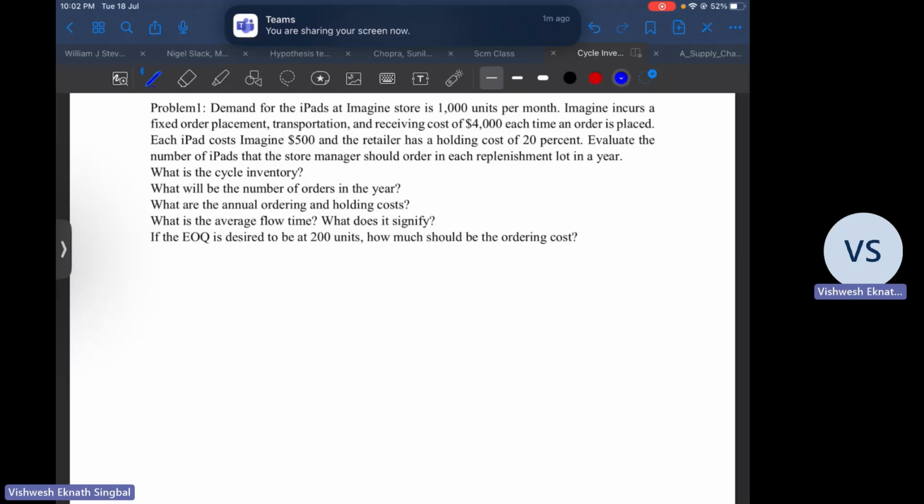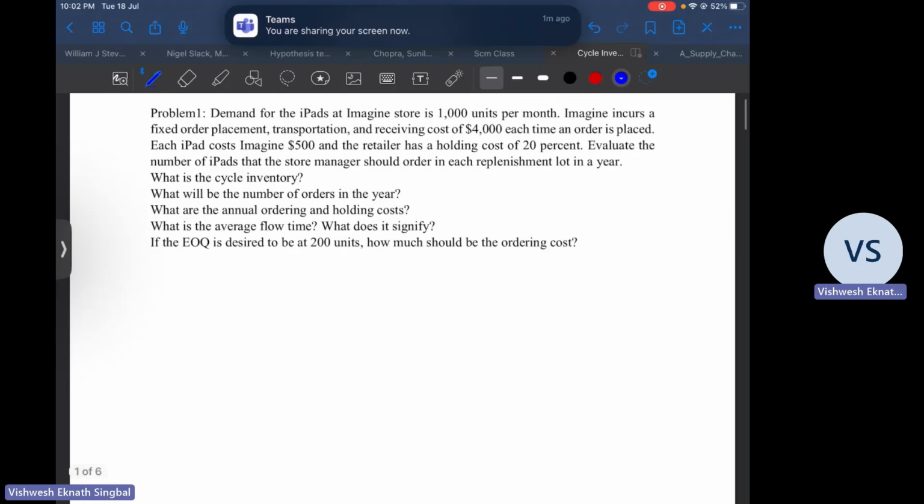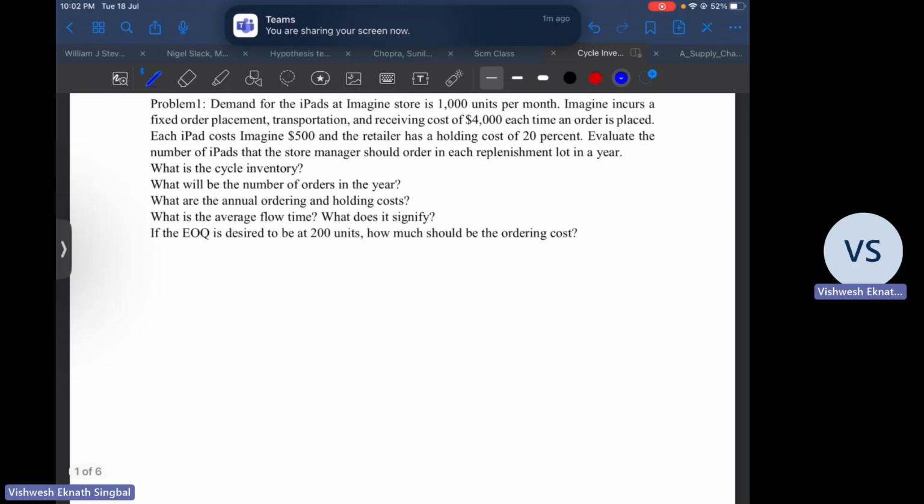We have to evaluate the number of iPads that the store manager should order in each replenishment lot in a year. Then there are other follow-up questions like what is the cycle inventory? What will be the number of orders in a year? What are the annual ordering and holding costs? What is the average flow time and what does it signify? And finally, we have to assess what will be the ordering cost if the EOQ is desired to be at 200 units.